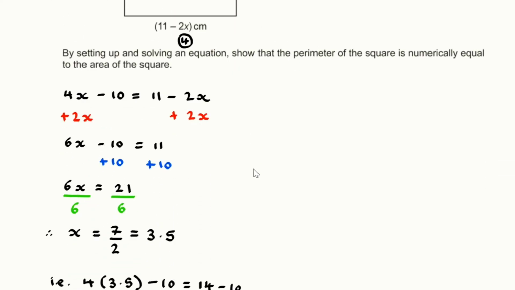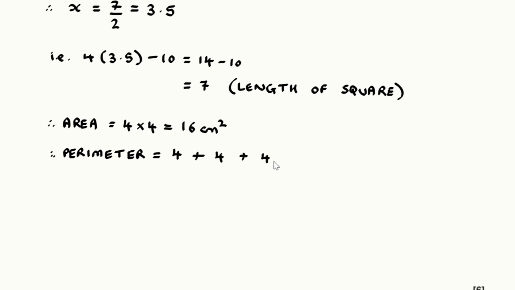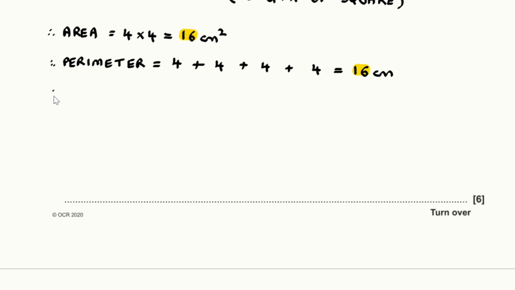For us to work out the area, that will equal 4 times 4, which is 16 centimeters squared, and the perimeter is equal to 4 plus 4 plus 4 plus 4, which is 16 centimeters. They both have a numerical value of 16, and therefore we can write down hence shown.